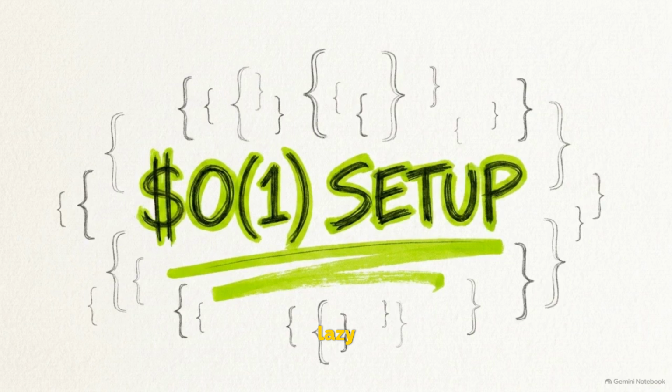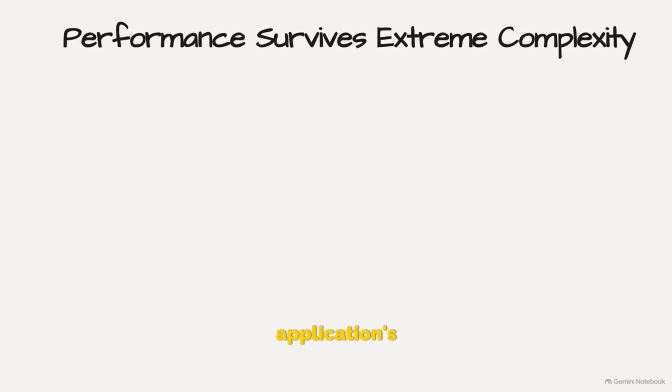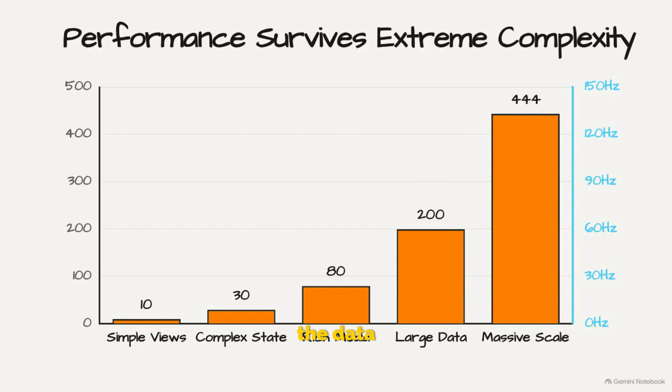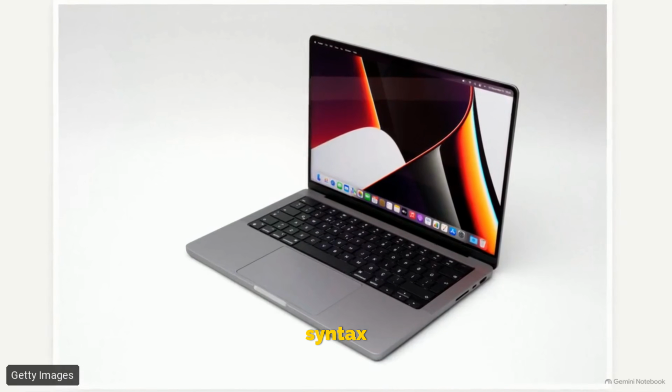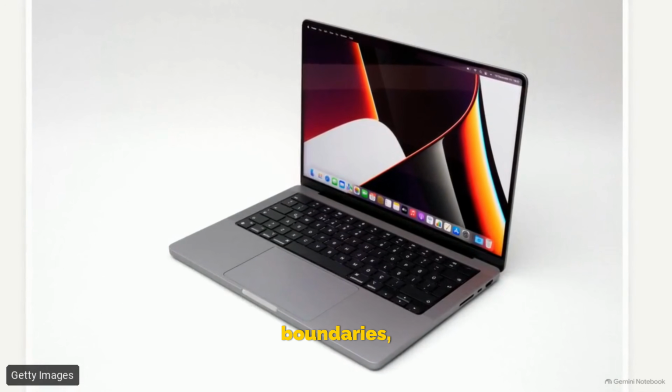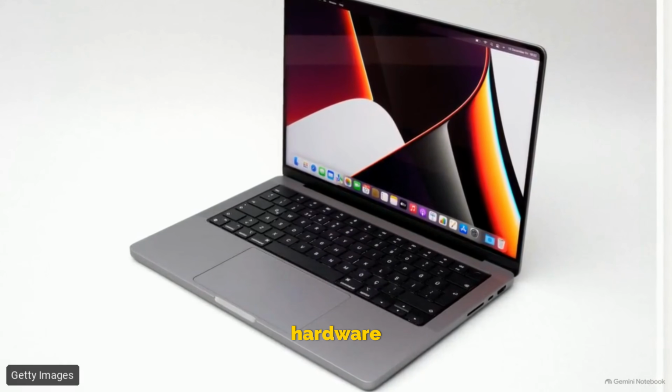These mechanisms, lazy evaluation, safe transactional handoffs, and actor isolation, ensure that the application's performance remains stable as the data complexity scales. By looking past the high-level syntax to understand these runtime boundaries, you can build software that operates in alignment with the underlying hardware constraints.